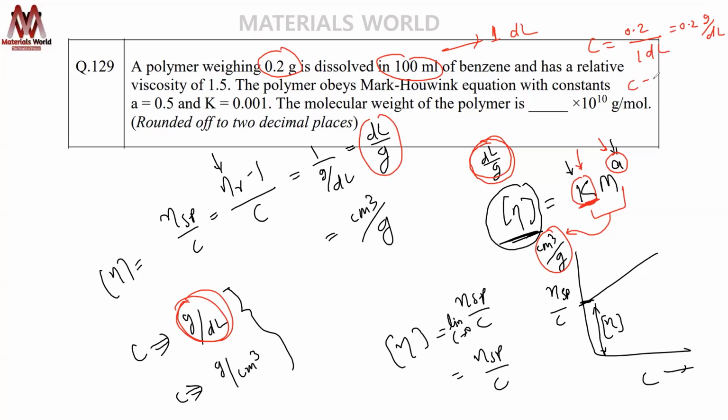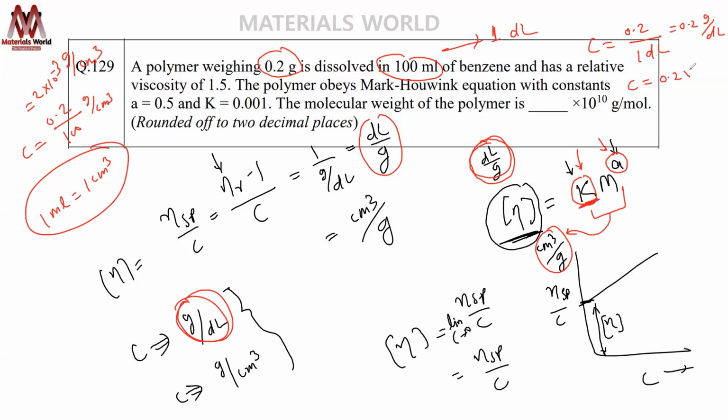Or your C could be in gram per centimeter cube. Each ml is one centimeter cube. So in that case, your C will be 0.2 gram by 100 centimeter cube, that is 2 into 10 power minus 3 gram per centimeter cube. Now both C values are okay to put. The question is which C you will put here in the calculation, since your eta specific by C.